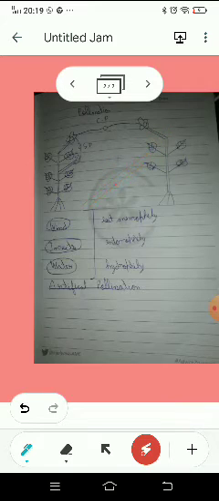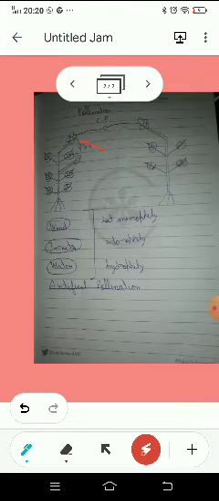In self pollination, what happens? The pollen grains are transferred from the anther of one flower to the stigma of another flower of the same plant. Means the plant remains the same and just the flowers differ. In cross pollination, see the difference. In self pollination, the flowers are on the same plant, but in cross pollination, two different flowers are on two different plants, but the species is the same.